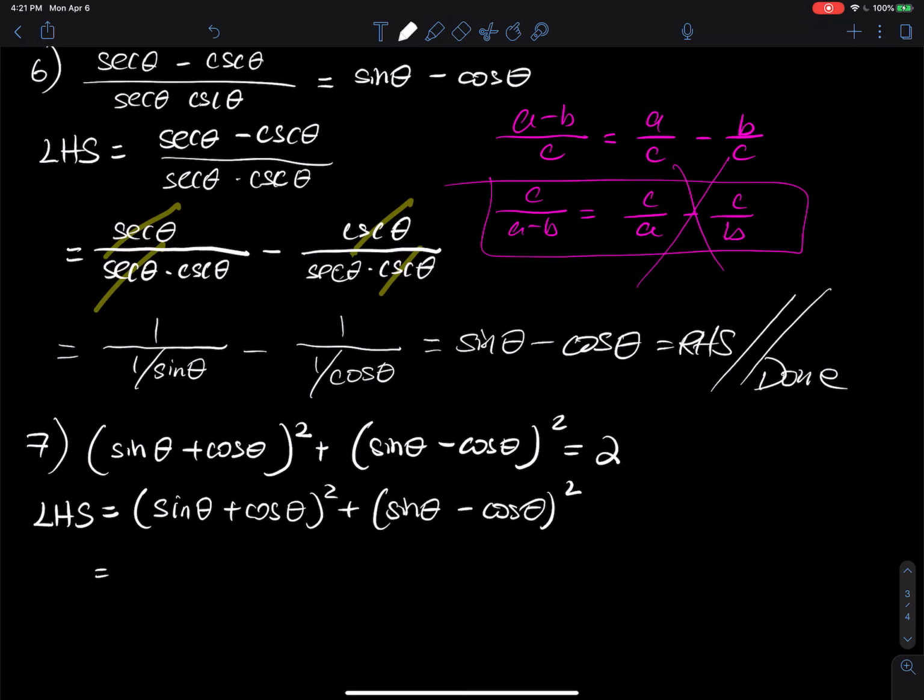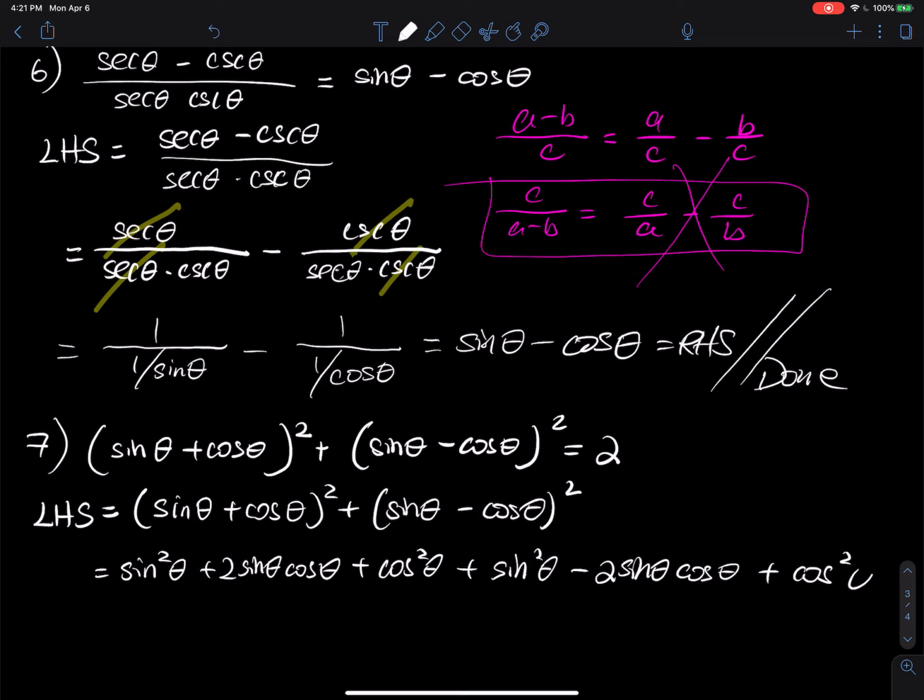Let's fully expand the square. So we have sine plus cosine times itself. So that is sine square theta plus 2 sine times cosine, and then plus cosine square. And then plus sine square minus 2 times sine cosine, and then plus cosine square theta, my magic highlighter. So this and that, they are cancelled, right? And then what else?